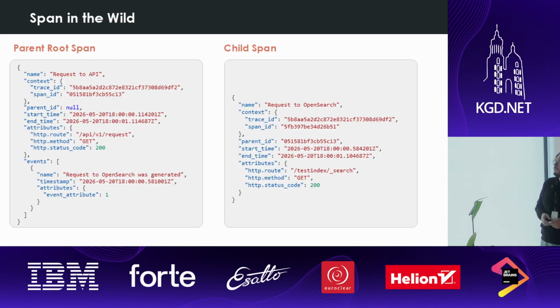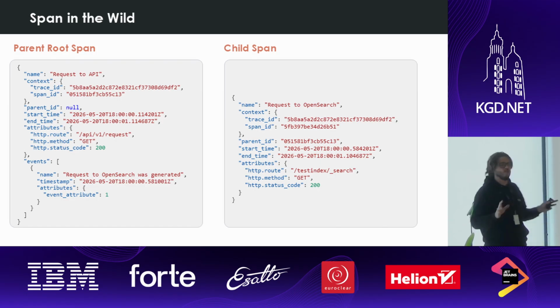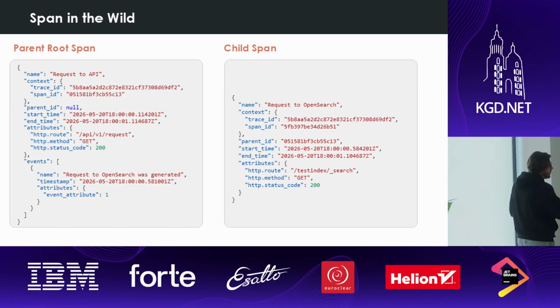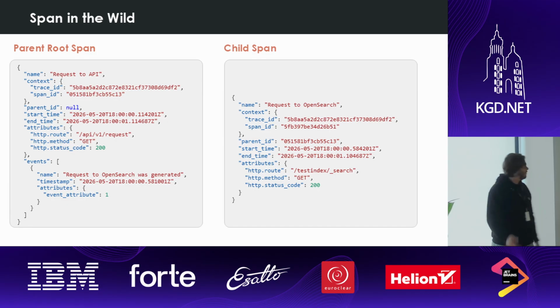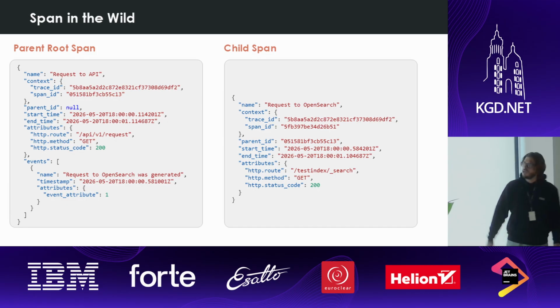Now we know the difference, and let's take a look at spans in the wild, how they look for programmers. And it looks like that. It's just a structured log, nothing special. We have names here, context here, start date, end date, attributes, and events.